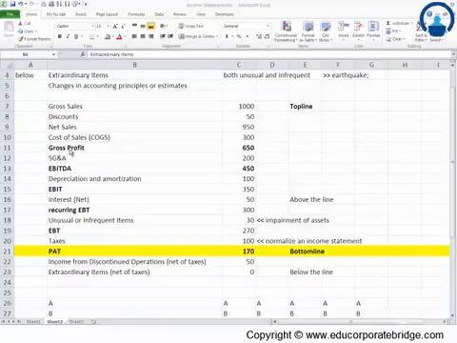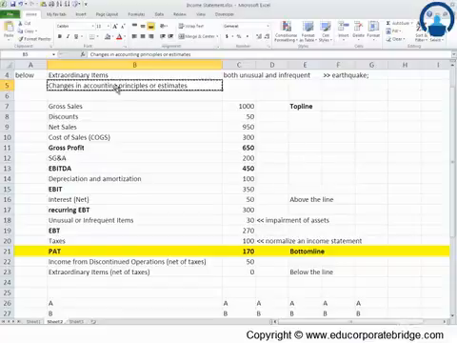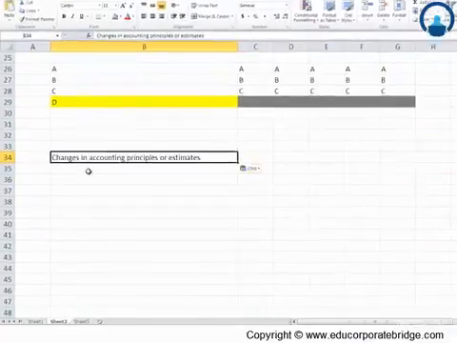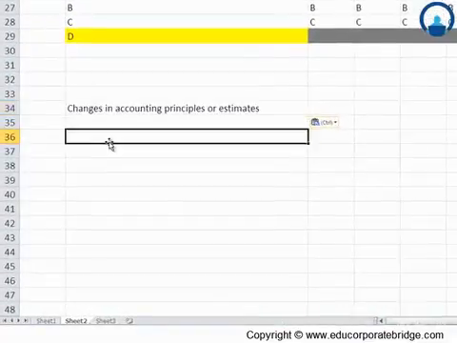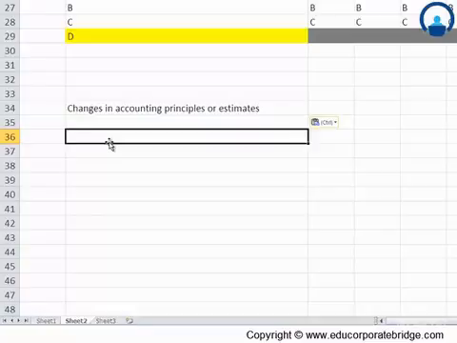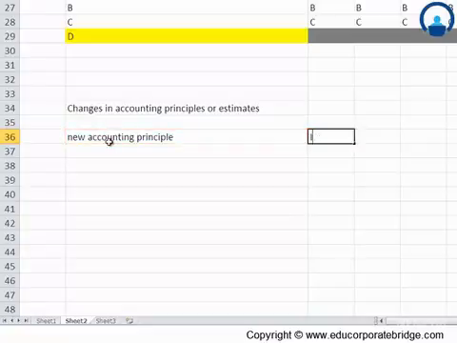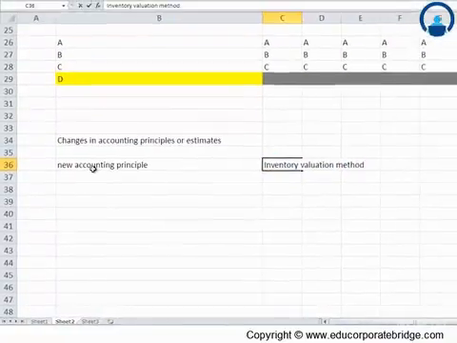The last important non-recurring or non-operating item is basically changes in the accounting principles. And by the word itself, we can understand that changes in accounting principles mean that we have now changed the original accounting principle and we now have a new accounting principle. Now, an example can be that, let's say we have changed the inventory valuation method from say FIFO to LIFO.